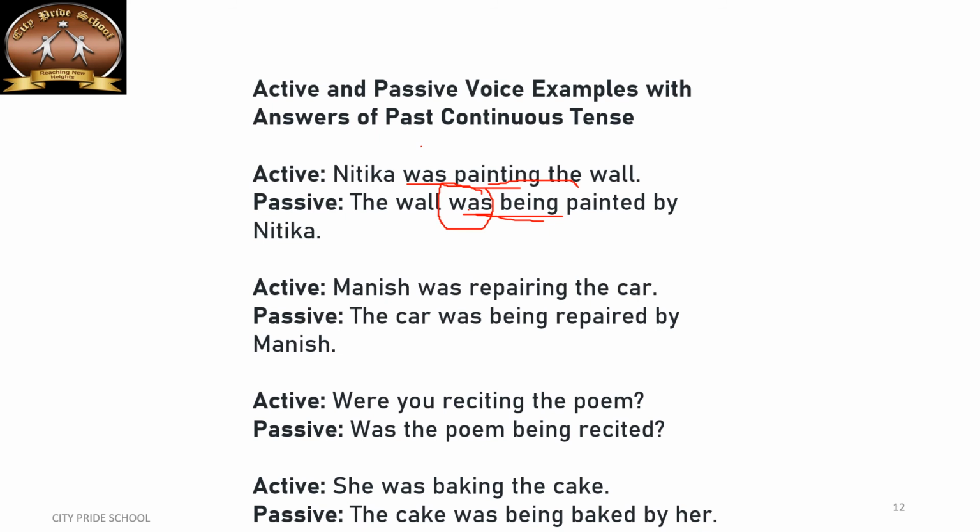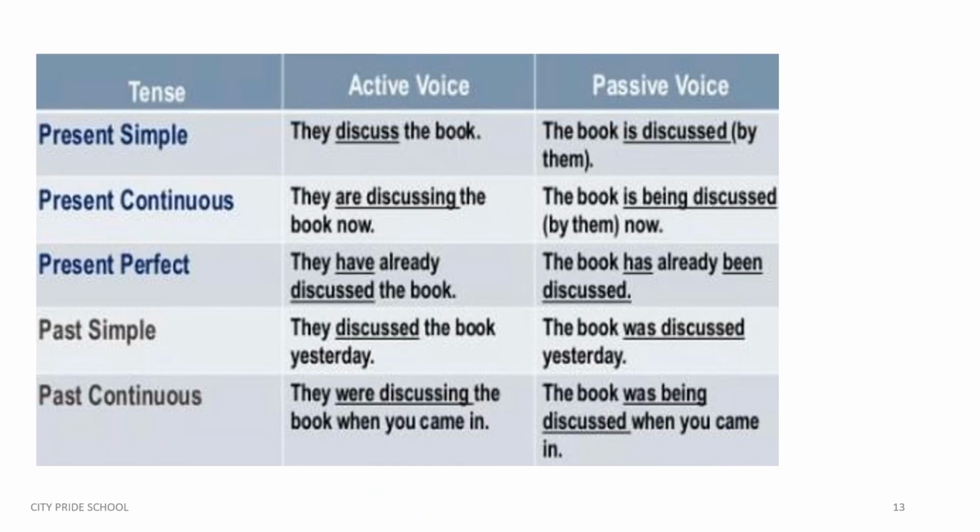Manish was repairing a car. The car was being repaired by Manish. Remember, past participles of the verbs are coming here. Were you reciting the poem? Was the poem being recited? You can add by you there, no problem. She was baking the cake. The cake was being baked by her. Again, baked. The past participle form of bake is baked.